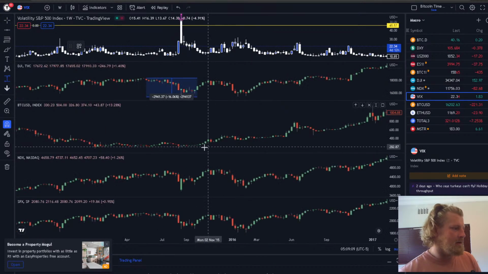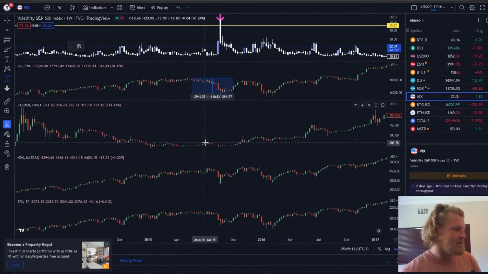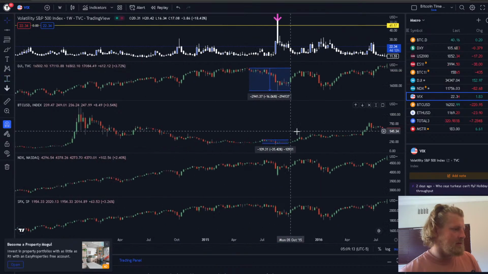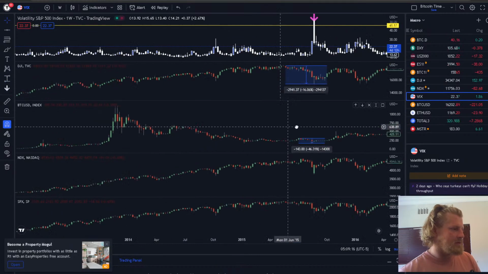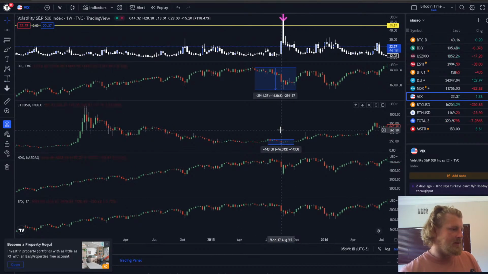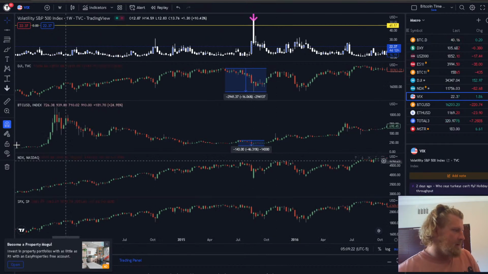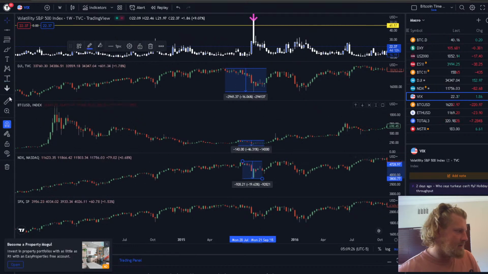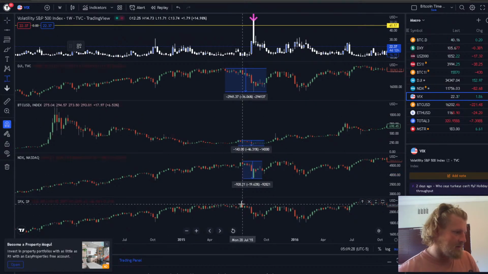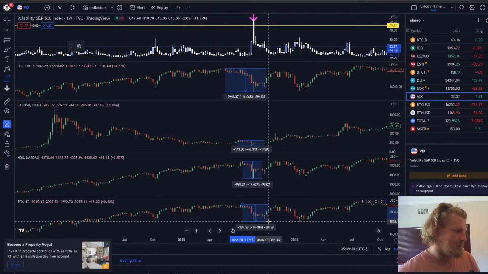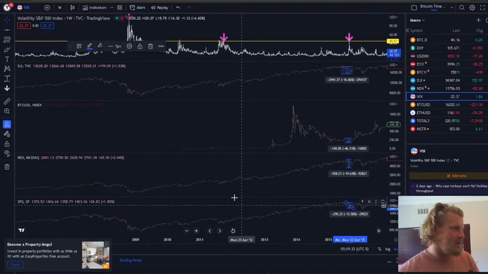Bitcoin actually did make a low here on this VIX. It dipped like 45%, 46%. But this was the 2015 bottom in Bitcoin. Then the Nasdaq dumped 19% and the S&P dumped 13%.